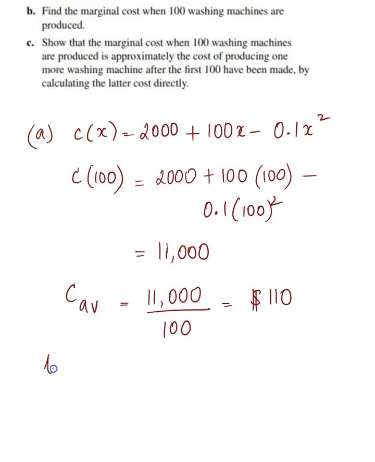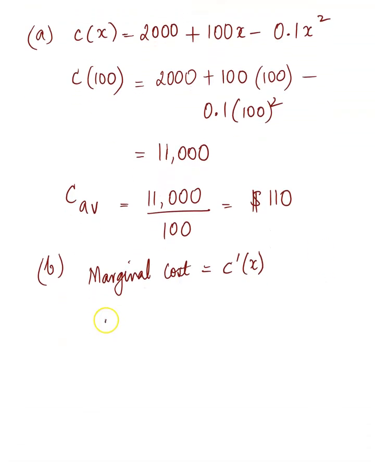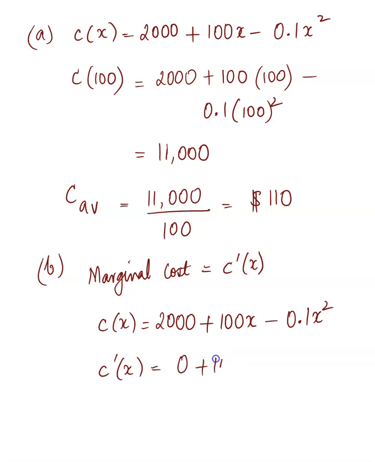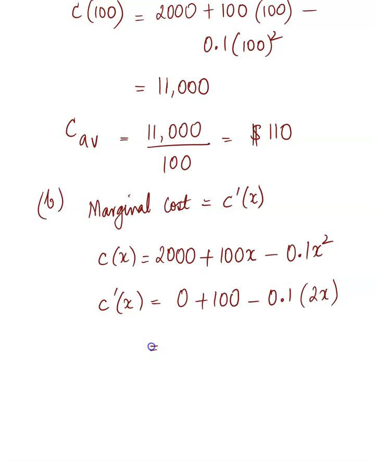Okay, part B is to find the marginal cost. And we know that marginal cost is C prime of x, right? So one more time, let's write C of x. C prime of x, the derivative of this would be 0 plus 100 minus 0.1 times 2x. That's basically 100 minus 0.2x, C prime of x.